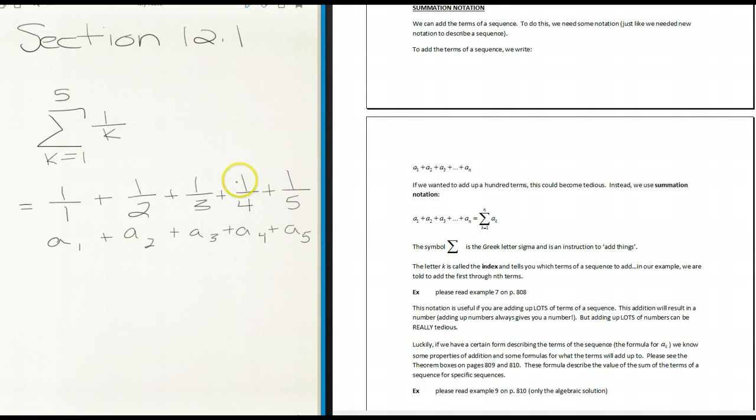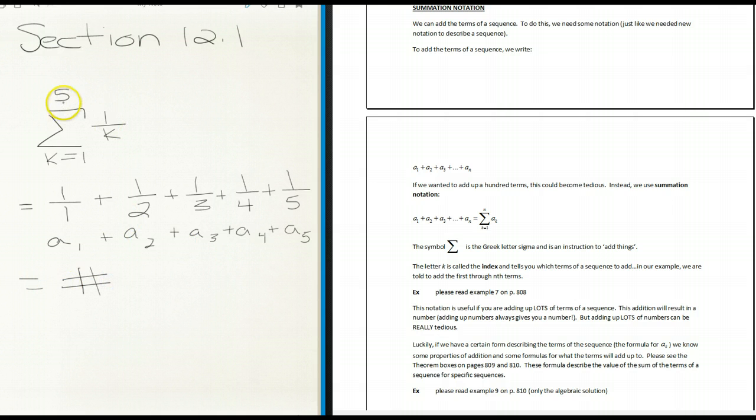So welcome back. I'm assuming that you have read example 7 on page 808. It's not very long, but what you've hopefully noticed is that this notation is really useful if you're adding up lots of terms of a sequence, right? The addition will result in a real number. You're adding up real numbers. So for example, like the one I wrote over here, you're adding up 5 numbers. This is going to result in a real number, right?